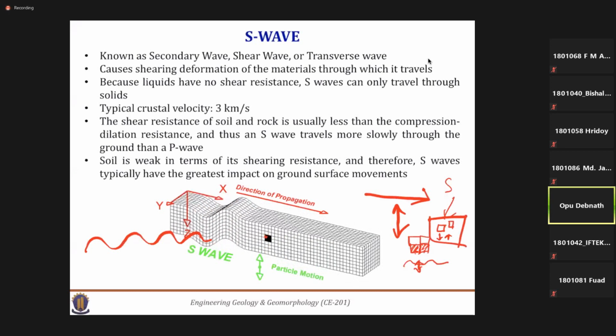So the S wave can only travel through solids. That means only the solid portion of the earth, the inner crust and outer body, can carry the shear wave. If a shear wave is traveling and it faces a zone filled with liquid in the earth's crust, or gases or any void, in those cases the wave will be zero. The wave will vanish at that point. The typical crustal velocity of the shear wave is around 3 kilometers per second.